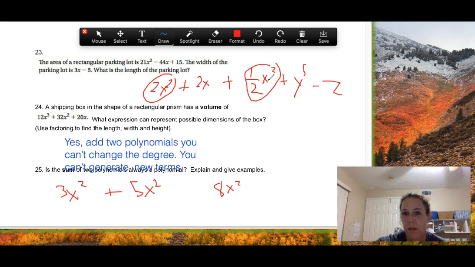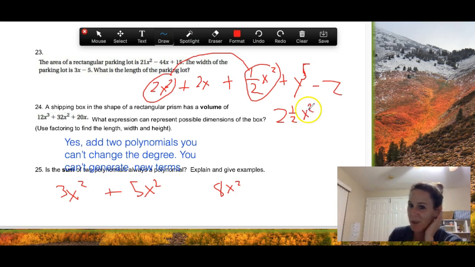I still have x squareds. I still have y to the fifth. That's a 5. I still have a z. I still have an x. I can't generate new terms. They're all still here. The like ones get to combine into one term, and I can have 2.5 x squareds, but I didn't generate any new terms. I still have x squareds. I still have z's. I still have y to the fifth. I still have 2 x's, okay? So I can't generate new terms to make the polynomial be different.